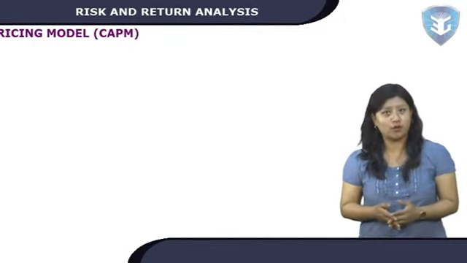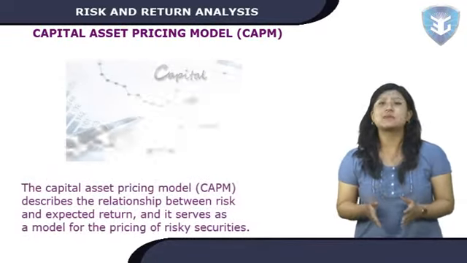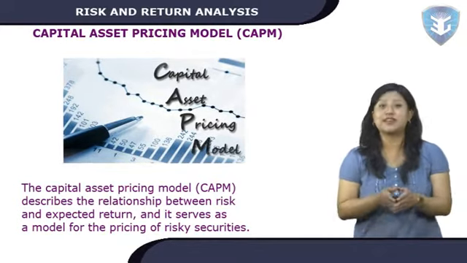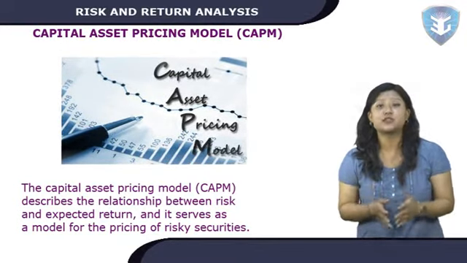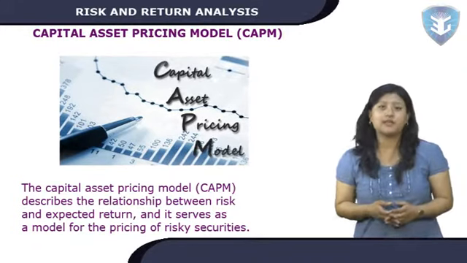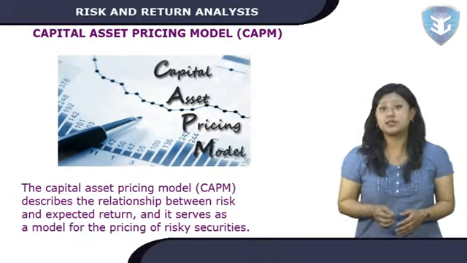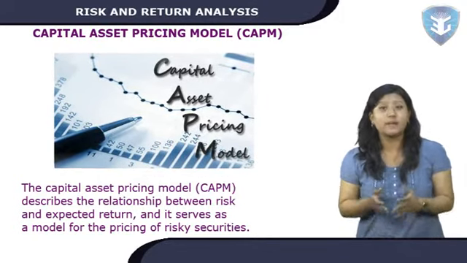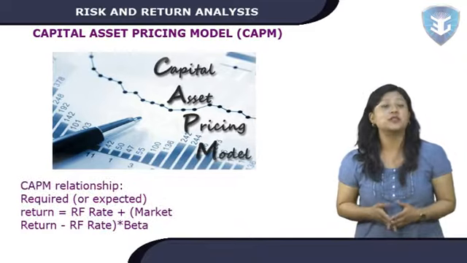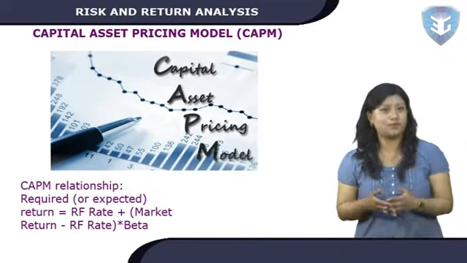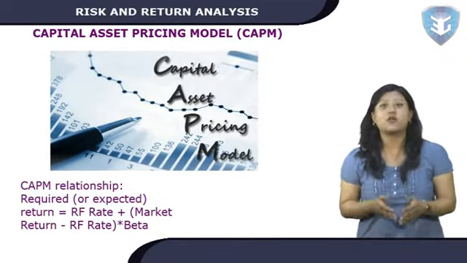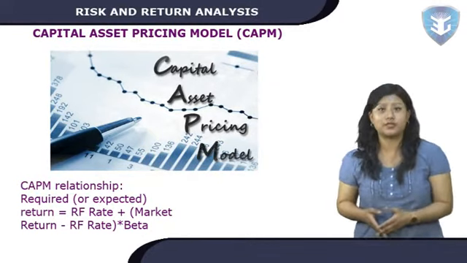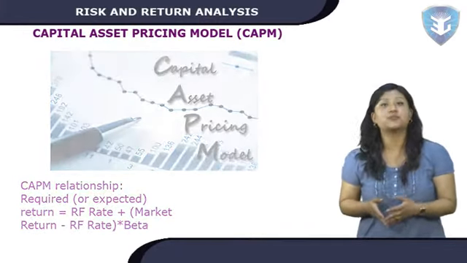Capital Asset Pricing Model, CAPM. The Capital Asset Pricing Model, CAPM, describes the relationship between the risk and the expected return, and it serves as a model for the pricing of risky securities. The CAPM says that the expected return of a security or a portfolio equals the rate on a risk-free security plus a risk premium. The commonly used formula to describe the CAPM relationship is as follows. Required or expected return equals RF, the risk-free rate, plus the market return minus RF, multiplied by beta.